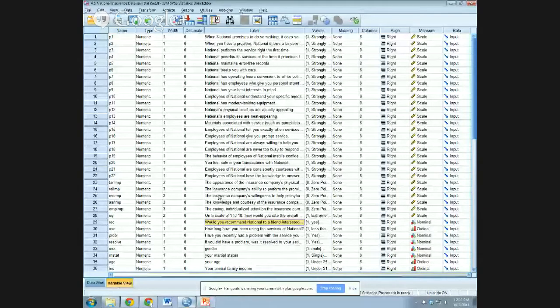So I'm going to open up the national insurance data in SPSS. This is one we haven't really worked a lot with, but I'd like to work with now. And I'm going to share that screen. Okay, so what do we have here? We have this data here, okay?